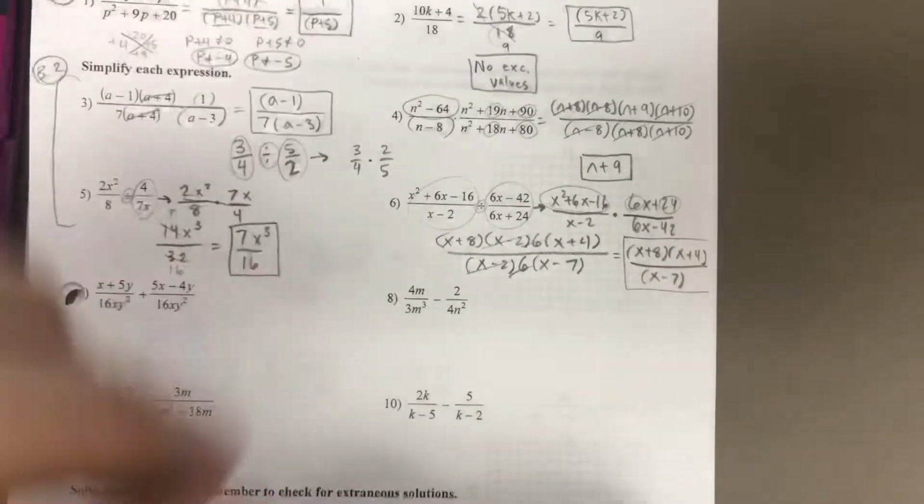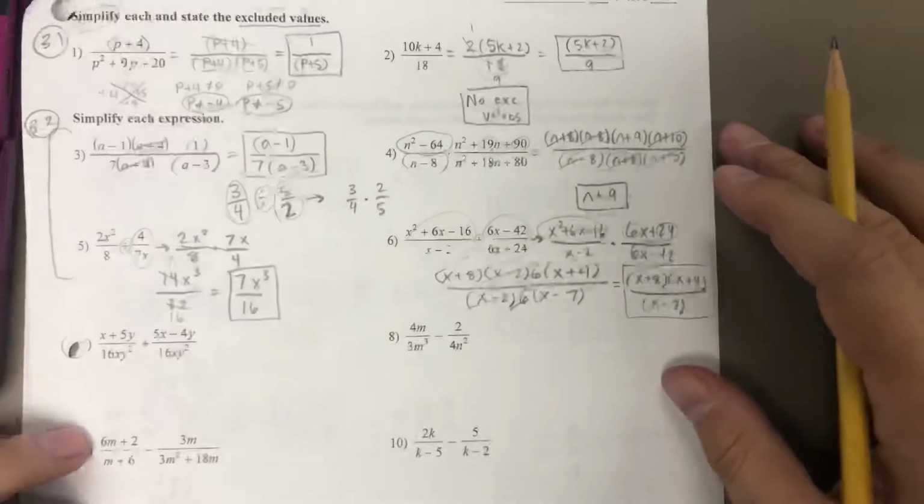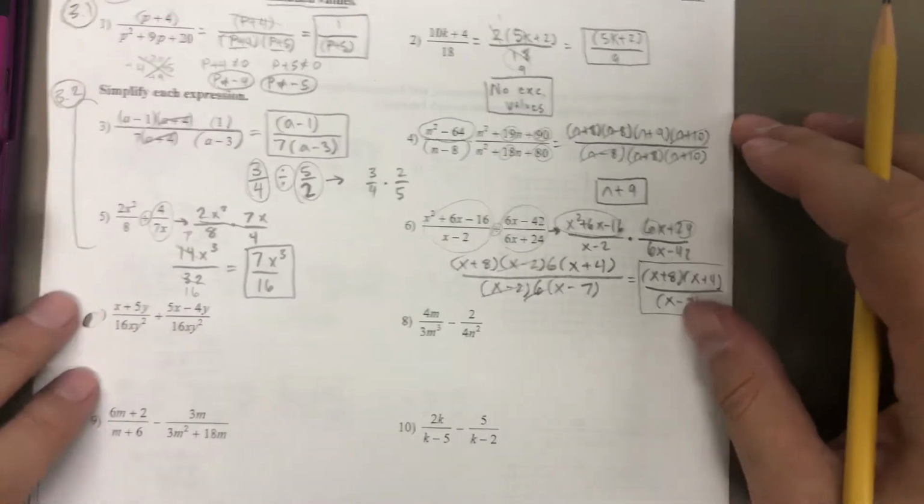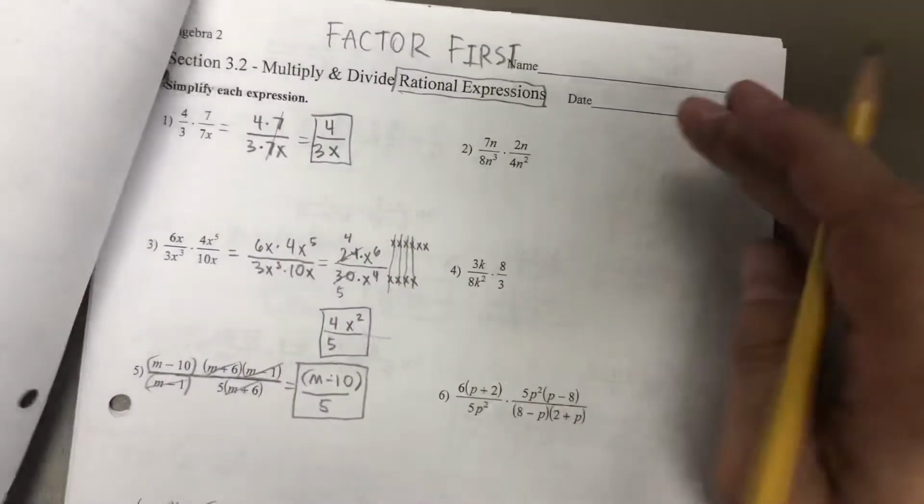All right, so we're continuing on with the test review for Unit 3. We just finished up through number 6. Now we're going to do numbers 7, 8, 9, and 10. These problems can all be found, their addition and subtraction of rationals, and that's found in 3.3.